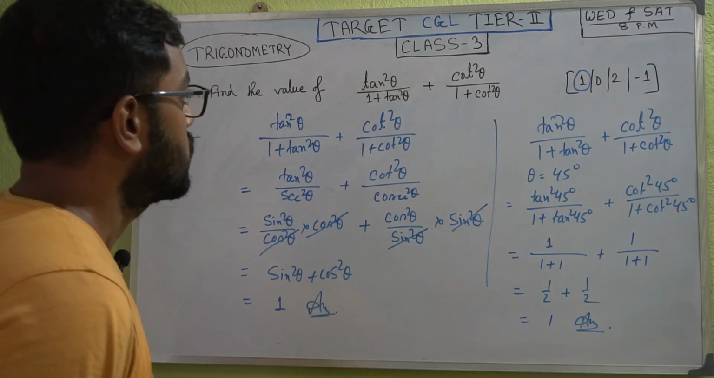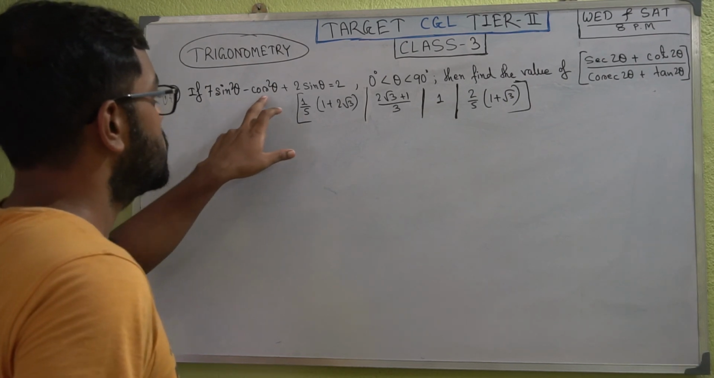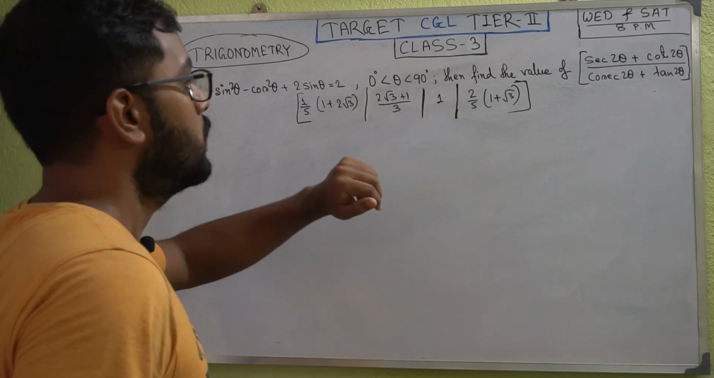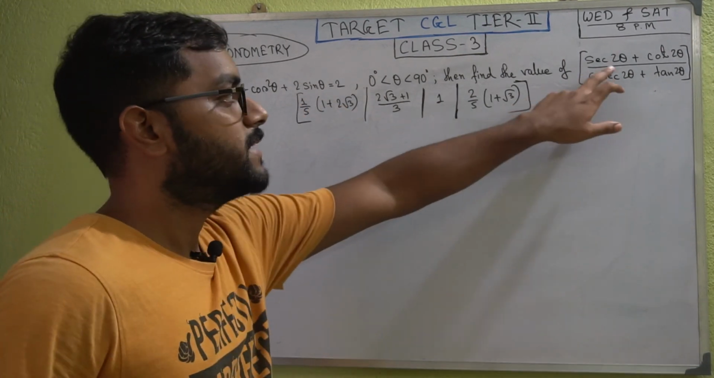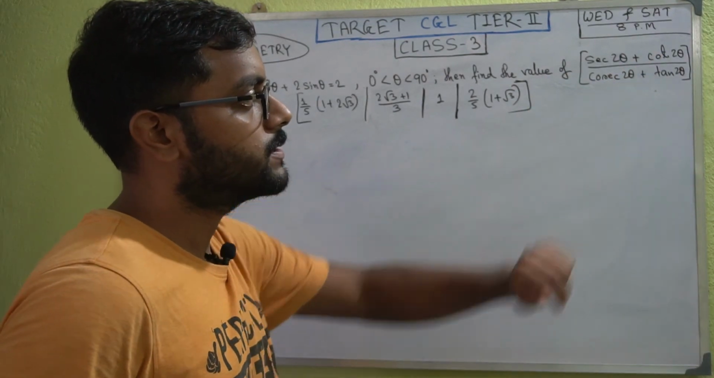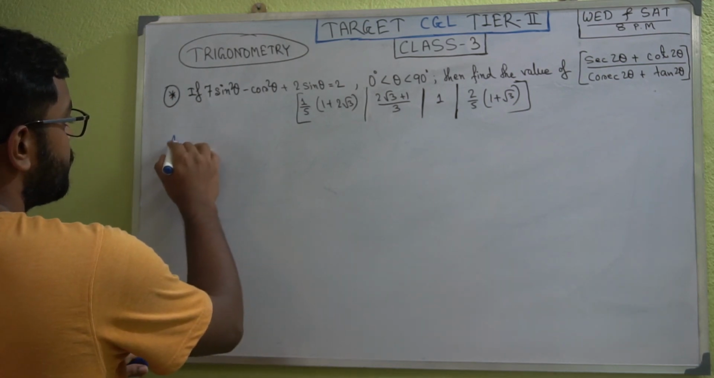Okay, the next problem. If 7 sin square theta minus cos square theta plus 2 sin theta equal to 2, that is given, then we have to find the value of sec 2 theta plus cot 2 theta by cosec 2 theta plus tan 2 theta. Okay, let's start the problem.